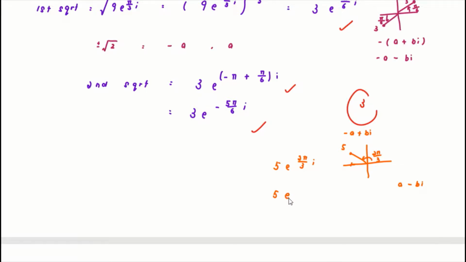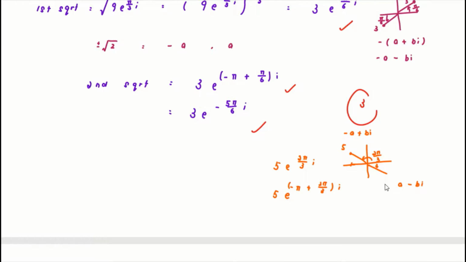The magnitude is still the same. So for this one, it's going to be your reference angle here, which is going to be negative pi, and then plus 2 pi over 3, and that gives you pi over 3. Okay, so that's the other answer. Alright, so that's basically how you do it in exponential form.